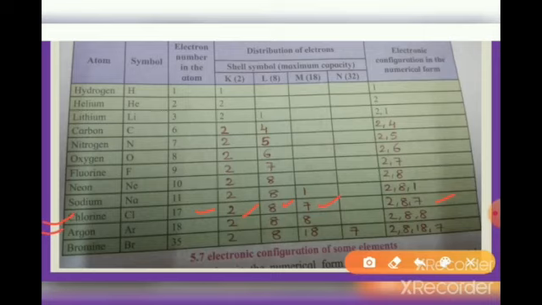If we see argon, it has 18 electrons. In the K shell it has 2, in the L shell it has 8, and in the M shell it has 8. So the electronic configuration is 2, 8, 8. And bromine, if you see, has electron number 35. In the K shell it has 2 electrons, in the L shell 8, in the M shell 18, and in the N shell 7 electrons. So the electronic configuration is 2, 8, 18, and 7.